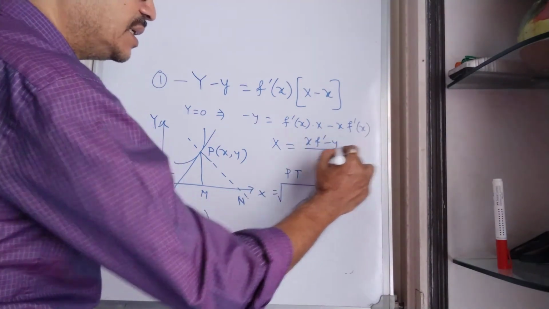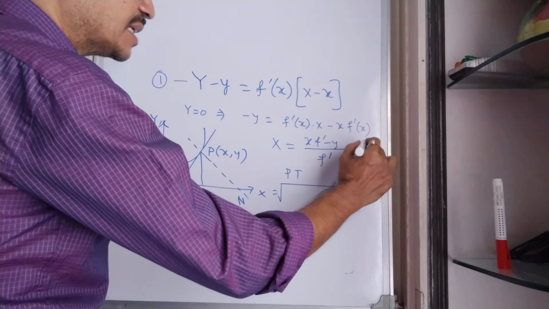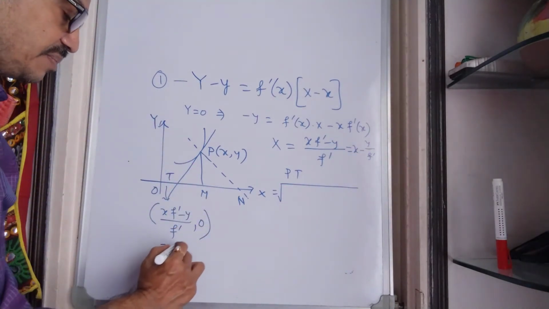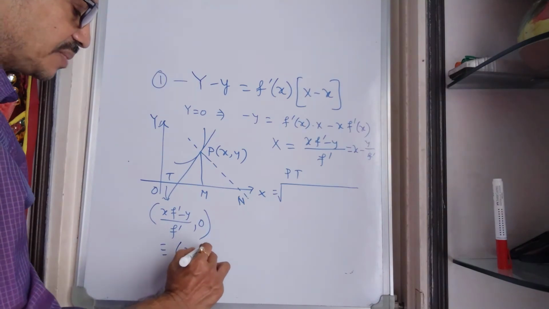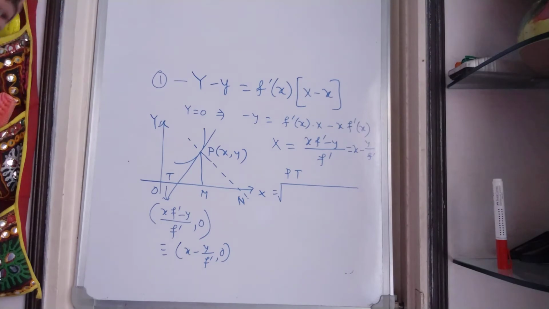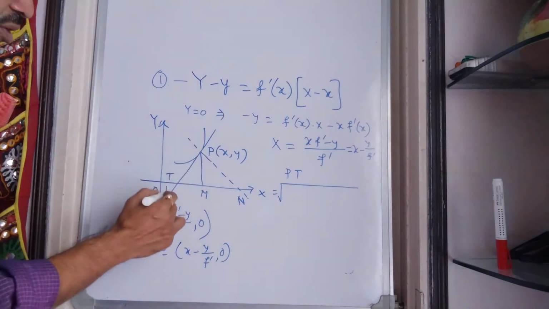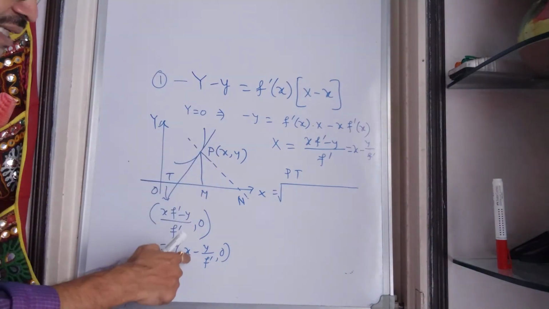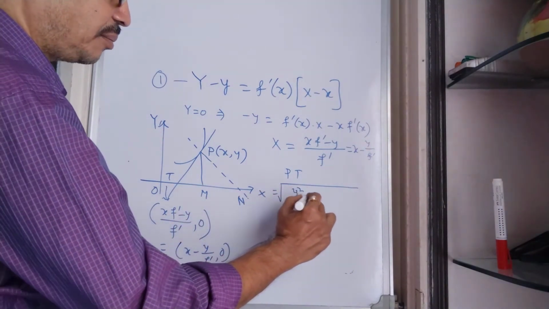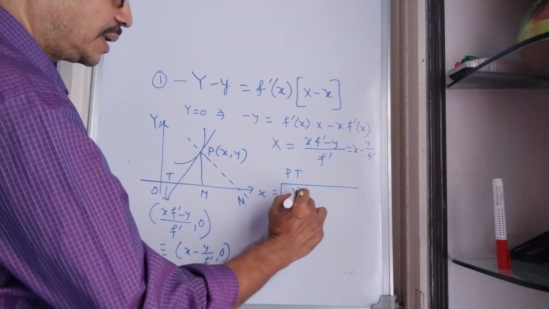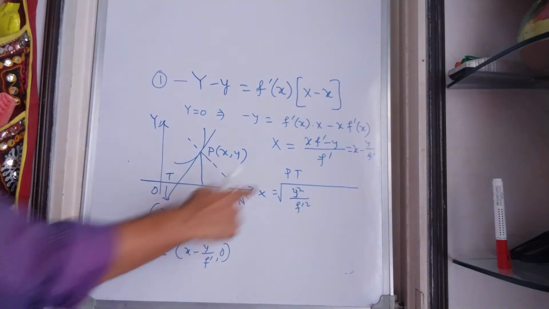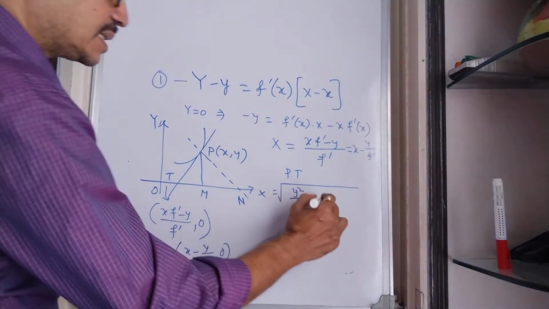Just note that if we divide by f prime, this becomes x minus y by f prime, isn't it so? So this may equivalently be written as (x minus y by f prime, 0). I hope it is visible. Yes, it is visible. So what is the distance between these 2 points? It is x minus x plus y by f prime, whole square, which is y square by f prime square, plus y square.